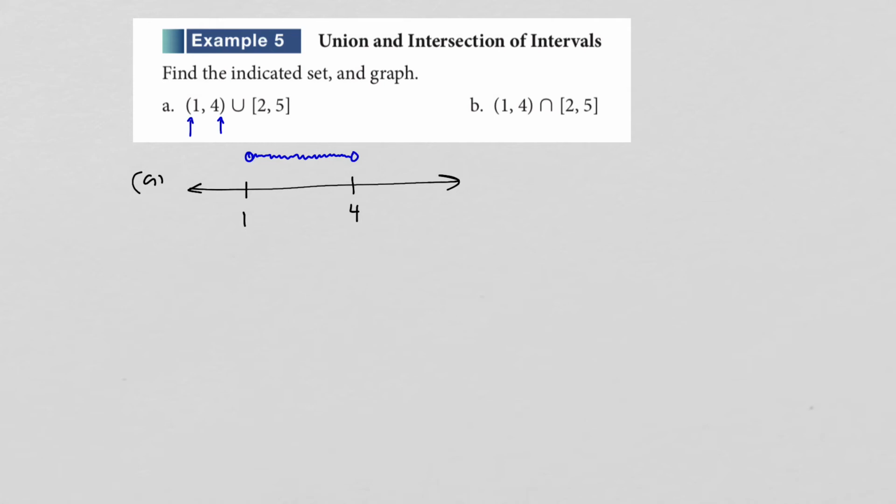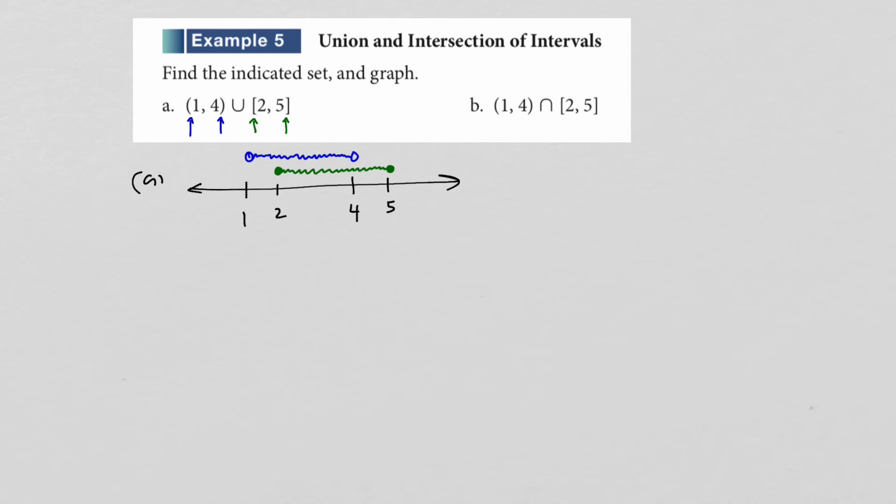And we are going to put this together with the interval from 2 to 5. So what does this look like on the number line? Well, 2 is right about here, and 5 is here. And we're going to do the same thing. We're going to graph all the numbers in between 2 and 5. So here's 2 up to 5. And this time we are including the 2 and we are including the 5. So we're going to put a solid dot there and a solid dot there.